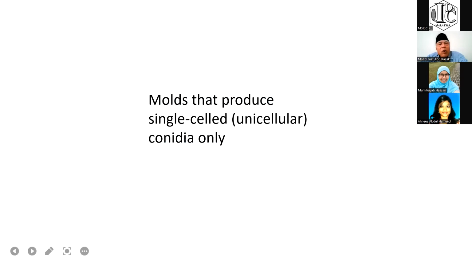Then we move on to molds that produce single cell or unicellular conidia. Actually, from my experience, more than 60% of the time, you will encounter this group of molds from clinical specimens. But because it is single cell conidia, it is very difficult to identify these fungi based on the conidial characteristics. There is no septum, and maybe you can see roughness on the surface, or the color is hyaline or black, but that's all. And these three characters are shared by hundreds of molds.